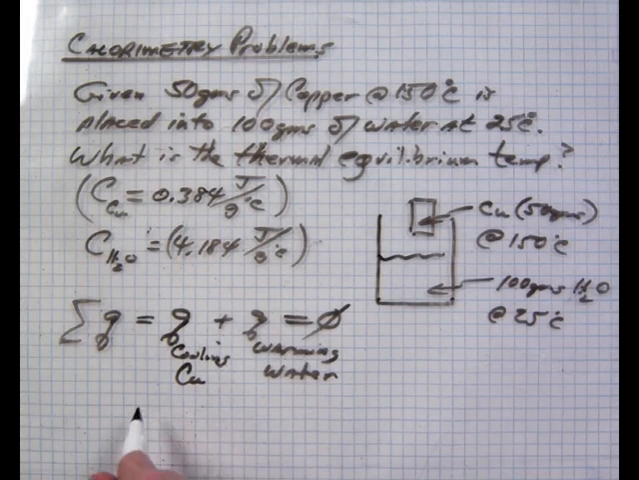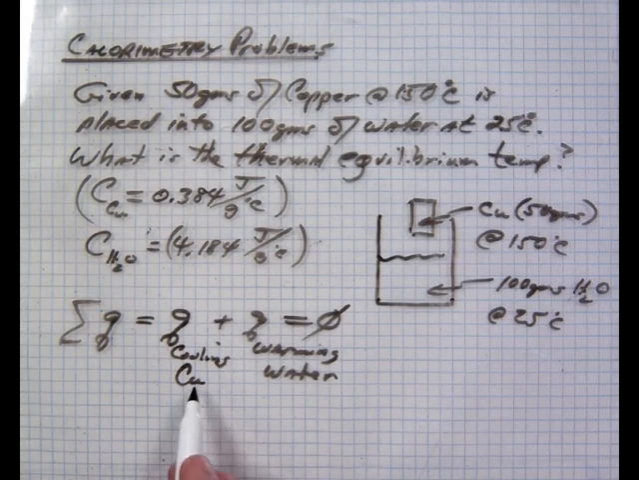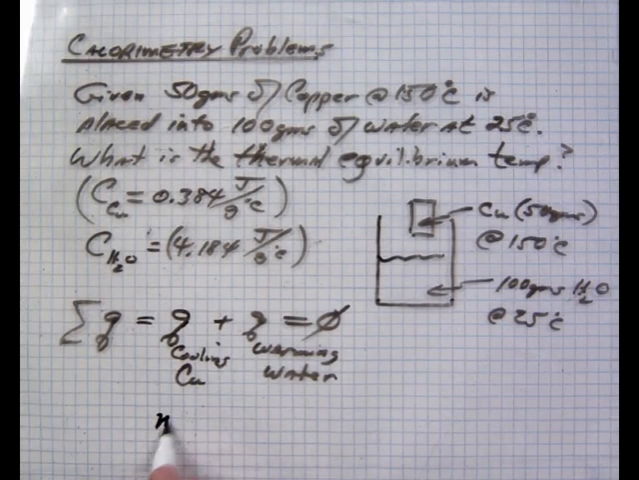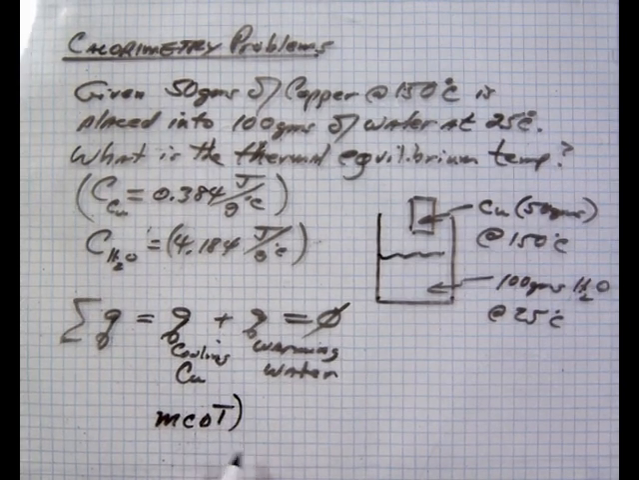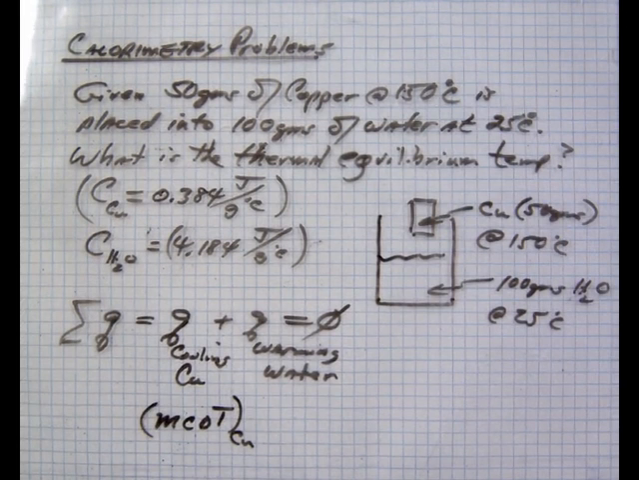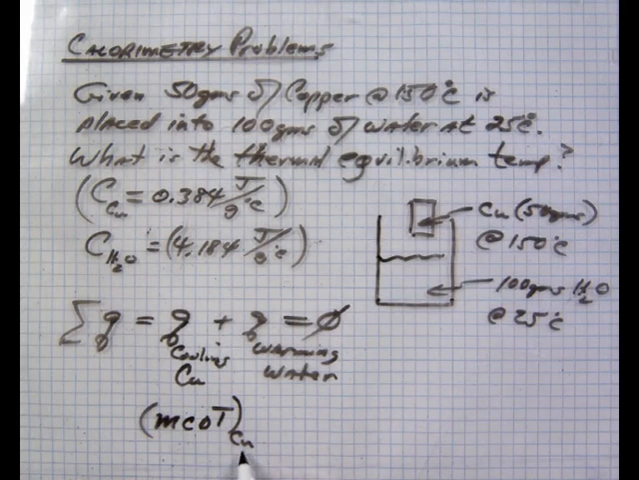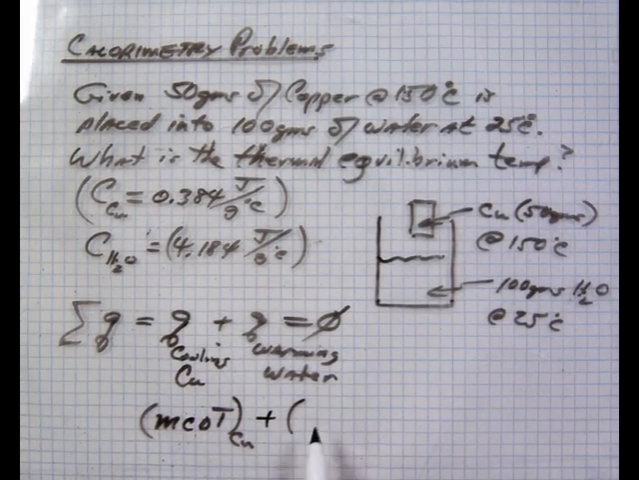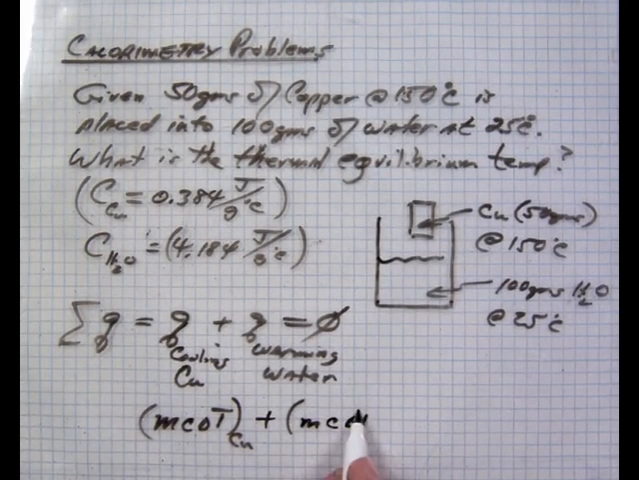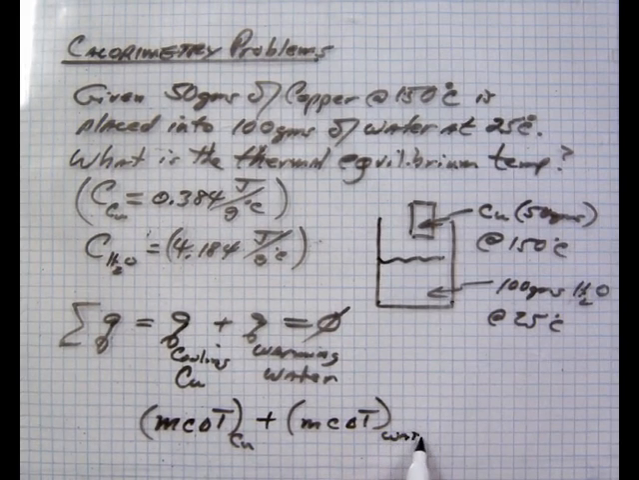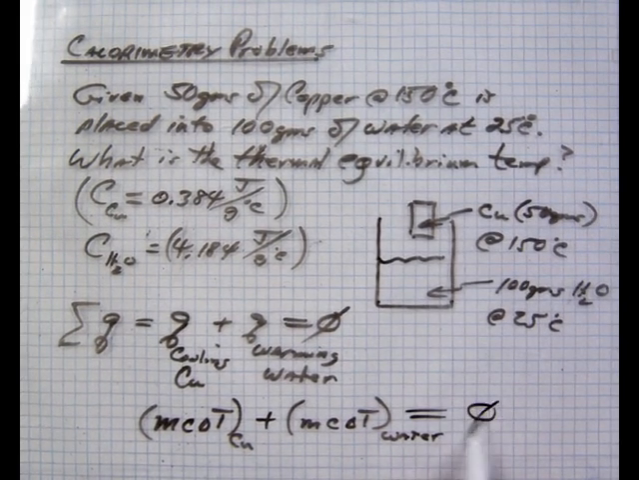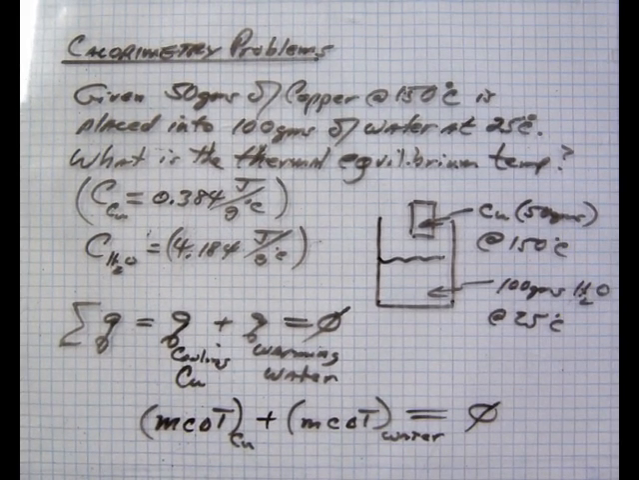So what you have is the cooling of the copper. That's an m c delta T, and we'll put copper right here. You're cooling the copper. It doesn't matter whether you put cooling or not, but you have to identify it as the copper energy change, plus the warming of the water, m c delta T for the water, and all that equals 0. Anytime you do this, sum all the energy changes.